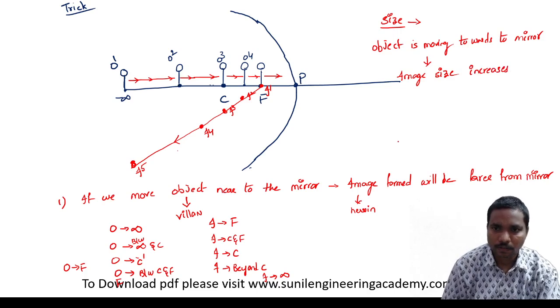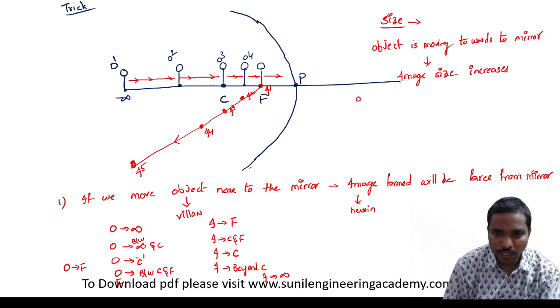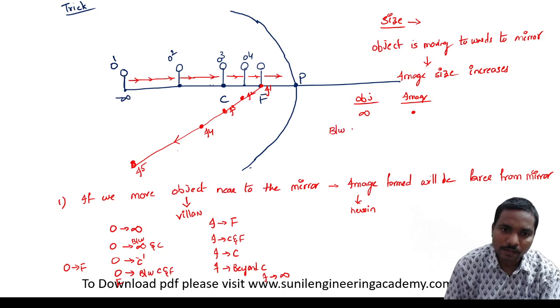Okay, so if the object is at infinity, what is the image size? We have point size. If it is between C and infinity, object 2, image 2 is somewhat reduced in size. So that is diminished.